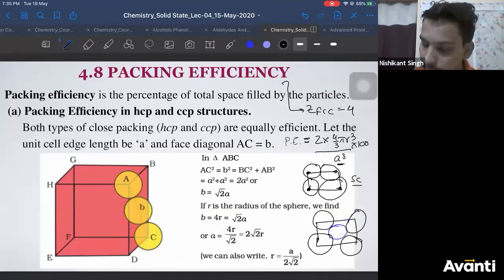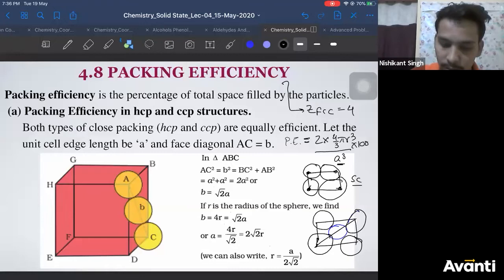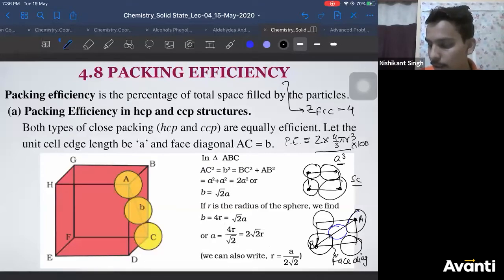Now you can see here that these three particles are touching each other. When you join these three, they are touching each other. So let's say this is your A, this is B. What length is this AB? AB is your face diagonal.